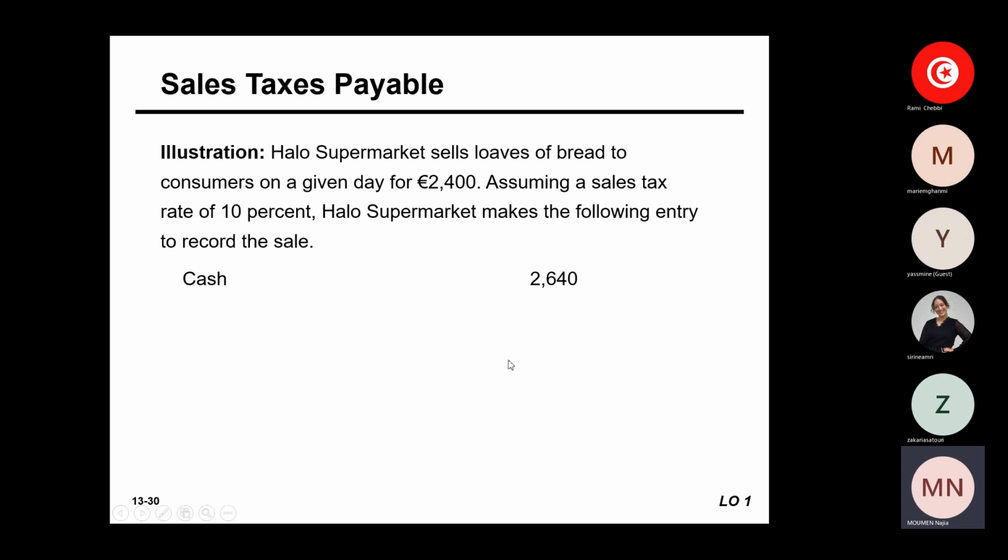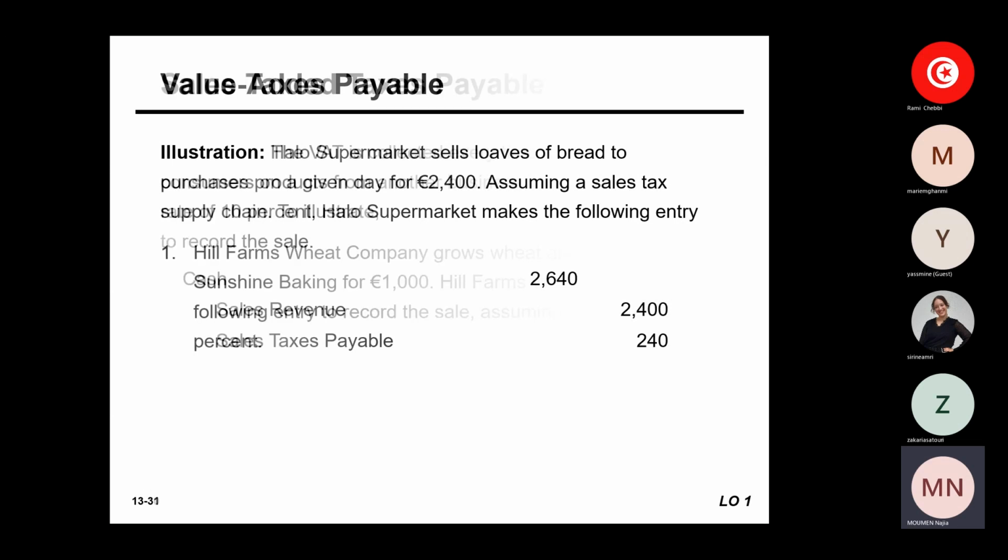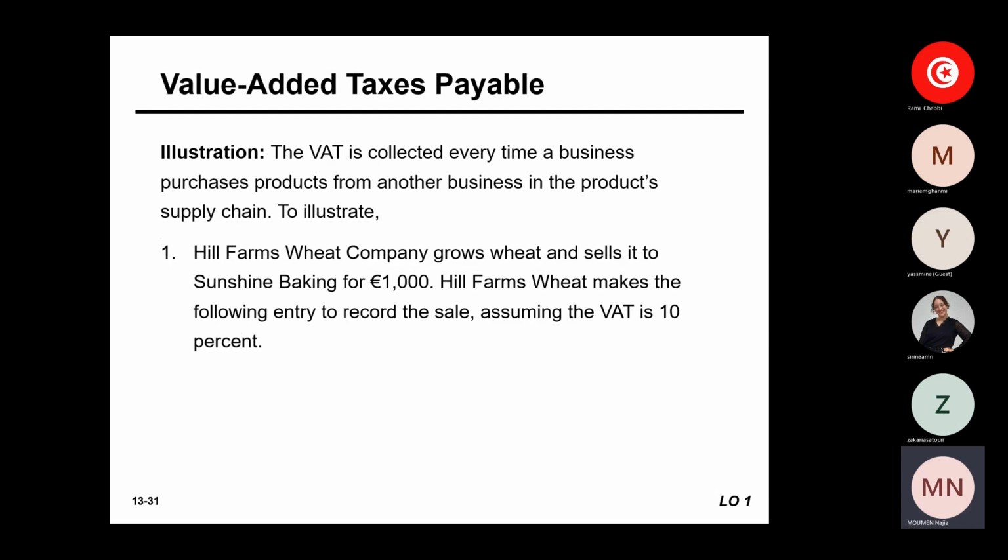But the issue here is that this entire 2,640 is not my total revenues. My revenues are only 2,400, and the remaining amount is a liability. So my sales revenues are only 2,400, and sales tax payable is 240. This is the liability I owe, to be remitted to tax authorities, maybe every month or every 3 months, that is quarterly, depending on tax rules within one country. That's the sales tax in a simple illustration.